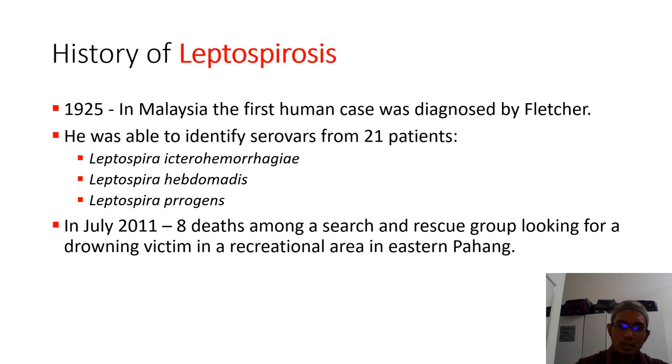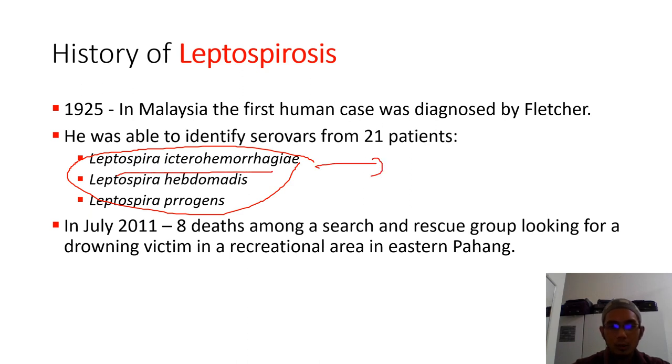So leptospirosis is basically a zoonotic disease. It is carried not just by rodents, not just rats, but also by other animals. There are a lot of serovars of leptospirosis, but the most severe is icterohaemorrhagiae, which can cause Weil's disease. Right, I think you have heard of this, Weil's disease.